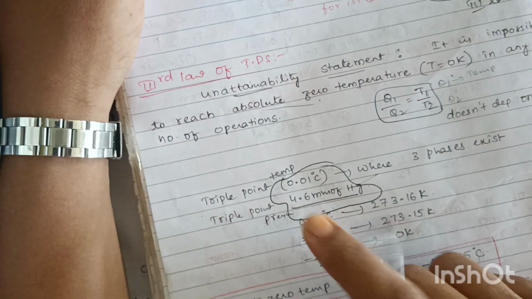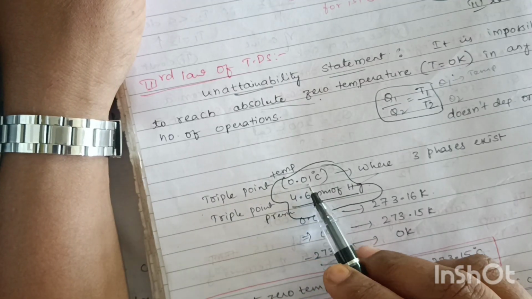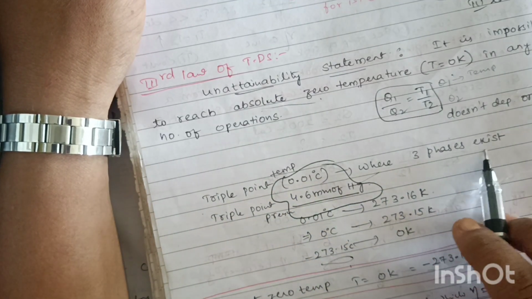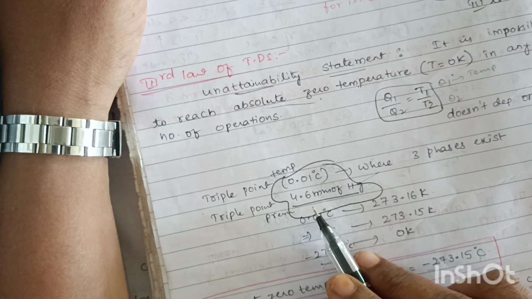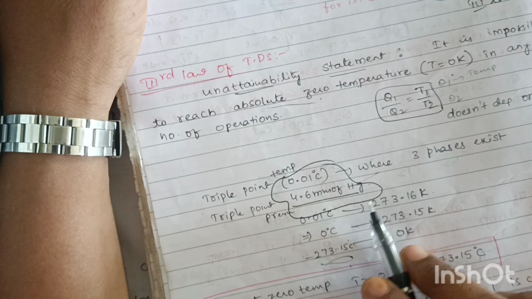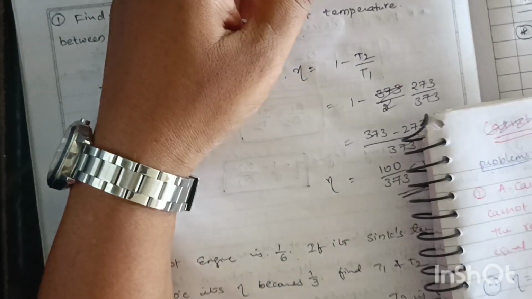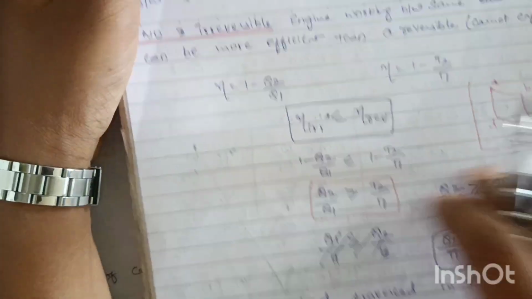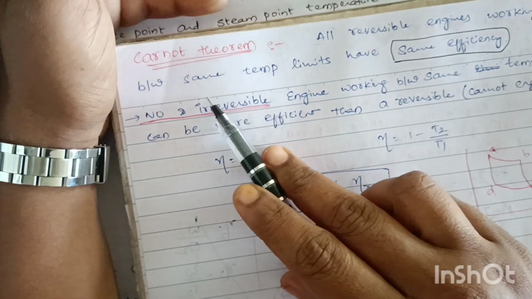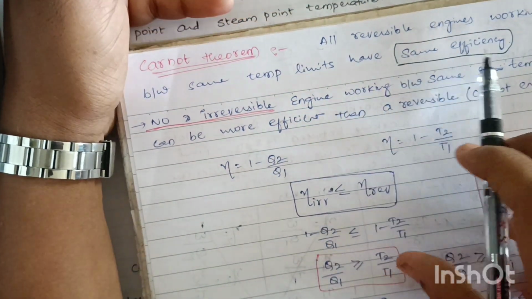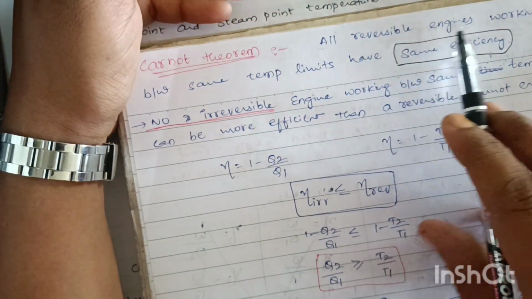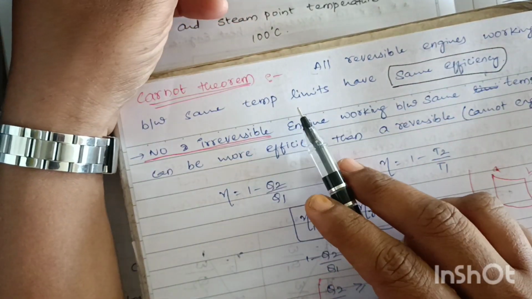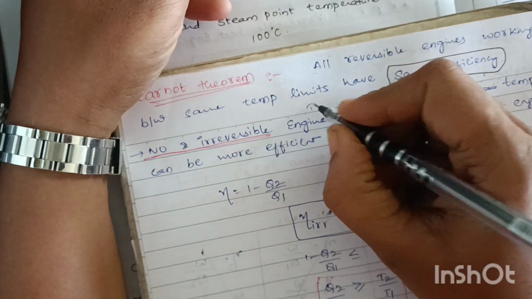And one more, triple point. So triple point temperature is 0.01 degree centigrade, where 3 phases exist, and triple point pressure is 4.6 mm of Hg. Next, Carnot theorem. So what is Carnot theorem? All reversible engines working between same temperature limits have same efficiency. All reversible engines working between temperature limits, that is T1 and T2.